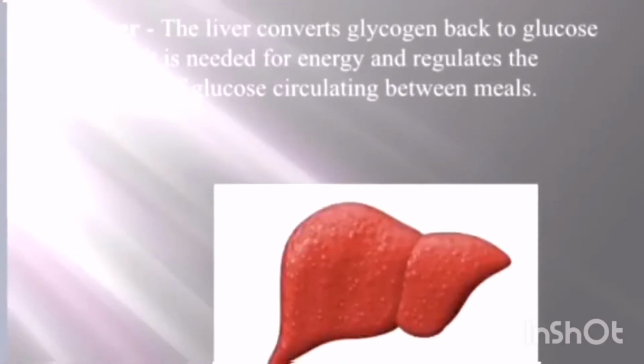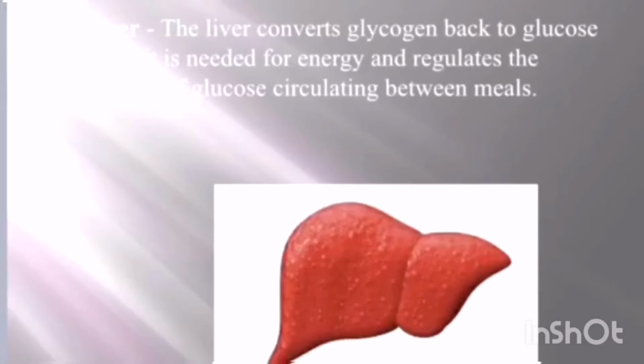For today's video, I'm going to discuss one organ regulating blood glucose, which is the liver. The liver converts glycogen back to glucose when it is needed for energy and regulates the amount of glucose circulating between meals. As we discussed in our past discussion, glycogen is a glucose polysaccharide, so it is an important and quickly mobilized source of stored glucose. By storing glucose, our liver makes sure that blood glucose levels remain steady between meals and during sleep.